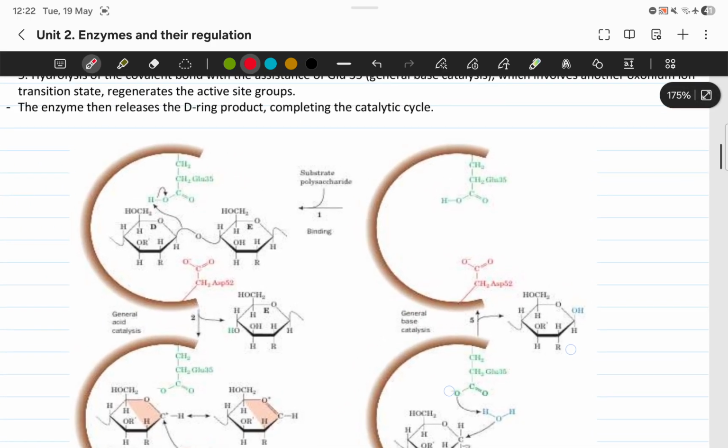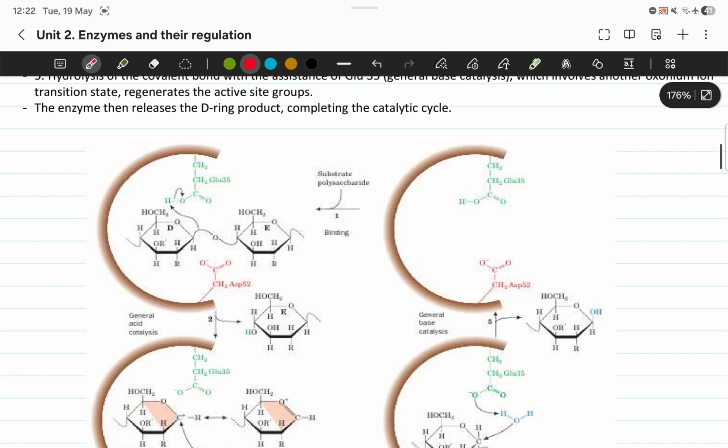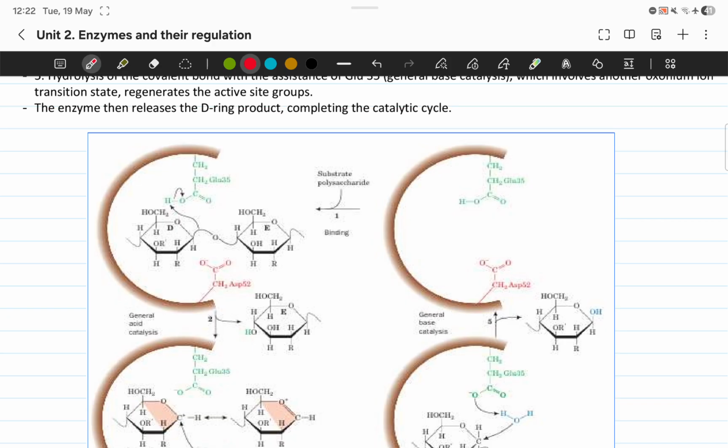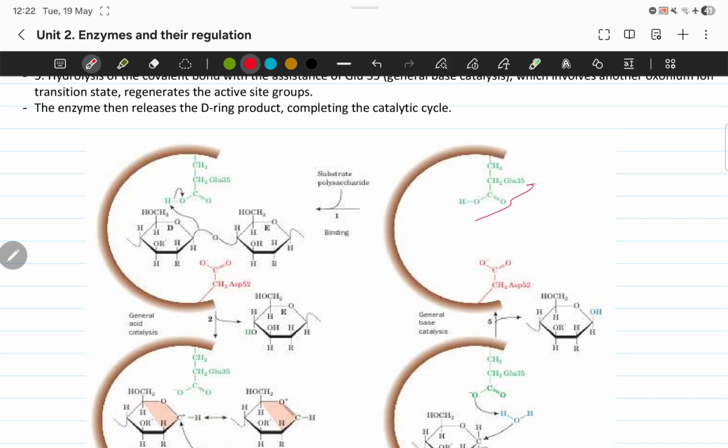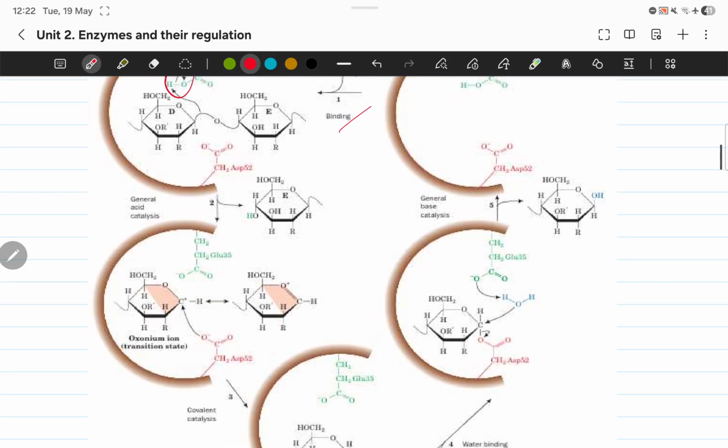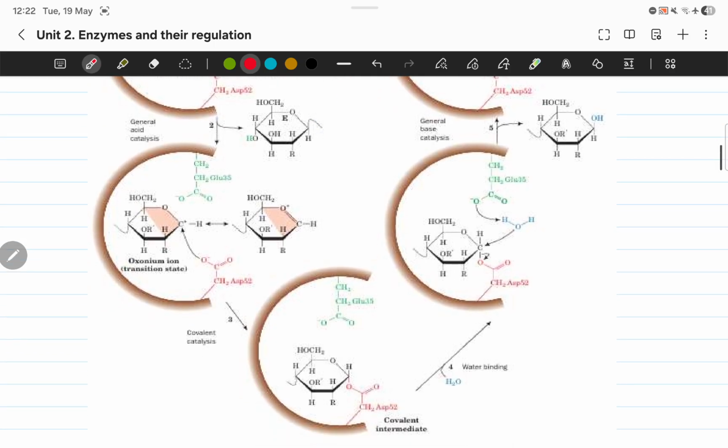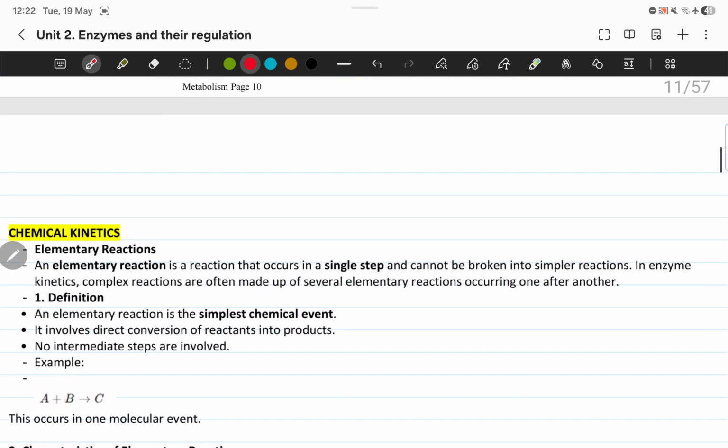Let us see. This is a cell wall. We have aspartate and glutamate here. Substrate polysaccharide binding: we have polysaccharides here now, and we are seeing the bindings. And then general acid catalysis. Now the polysaccharide is out with an H.